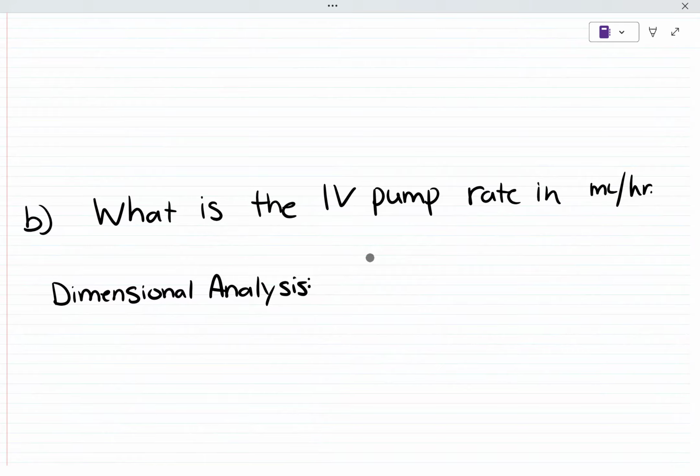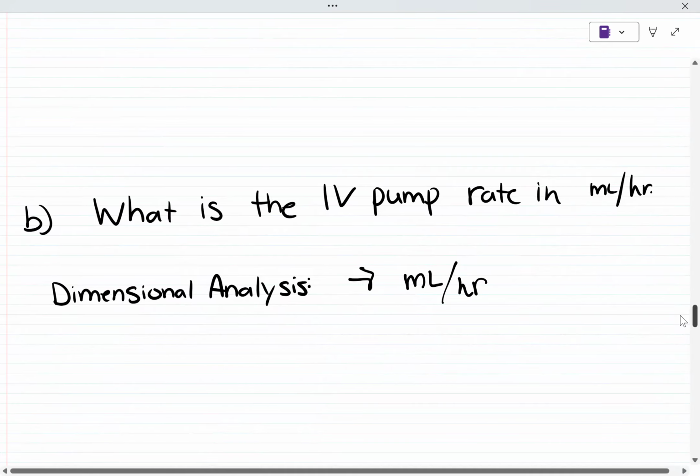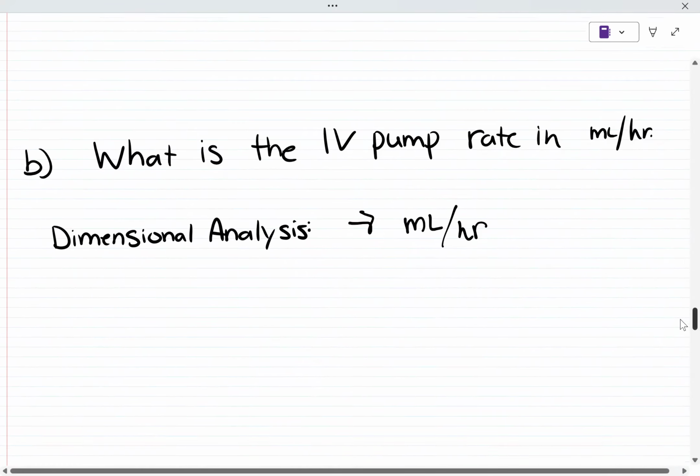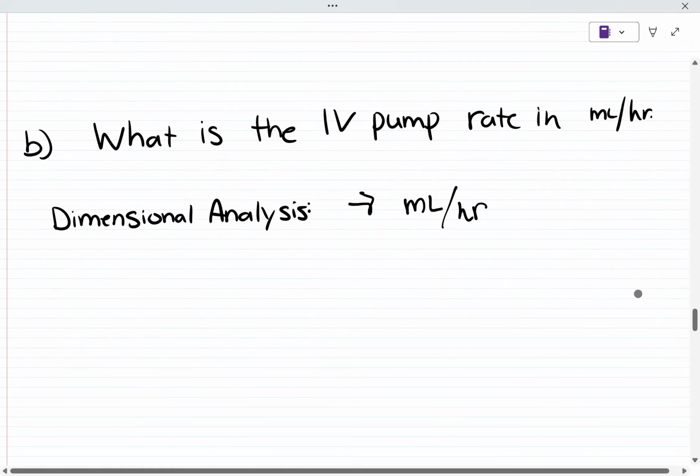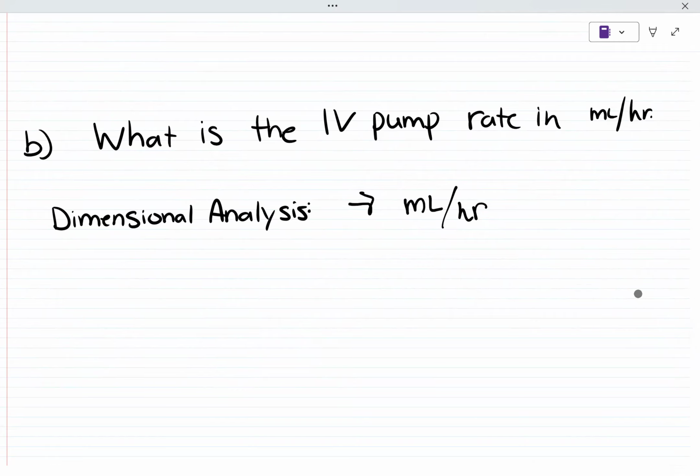I'm going to do a dimensional analysis. This is how you know your answer is correct. Your final answer should be milliliters per hour. Okay, so never forget about the units. Yeah, how are we going to do this? What you're going to do is use the answer for part A, which was 161 mcg per minute, and then we're going to multiply by what we have.